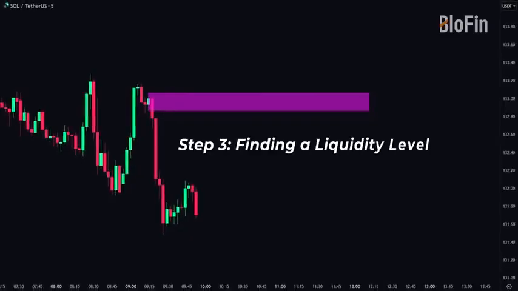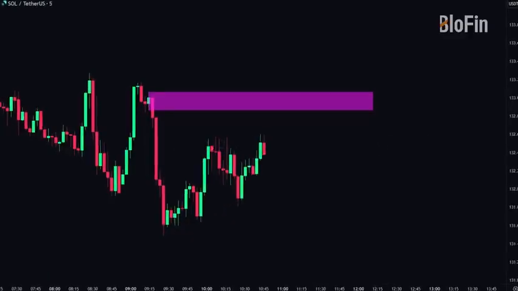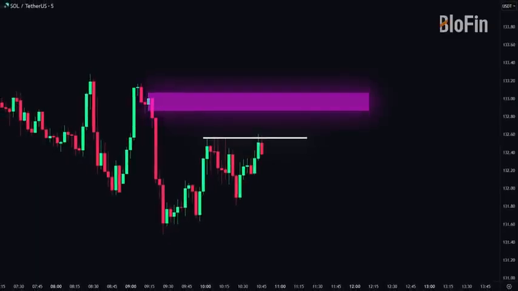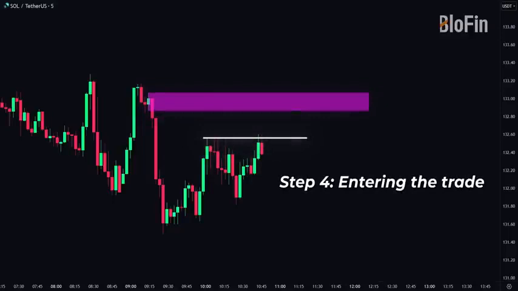Next, we move on to step 3, which is finding a liquidity level below that supply zone. Here, we can see multiple wicks rejecting this level, making it an area of liquidity. This makes it a target for a liquidity sweep. So we now have a supply level with a liquidity level sitting right below it, making this a valid liquidity pattern.